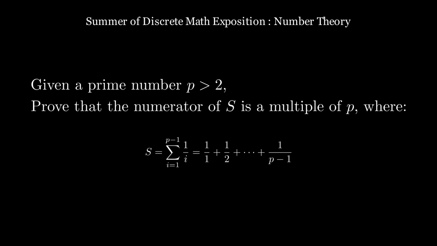Here's a tough question from number theory. Given a prime number p that is greater than 2, prove that the numerator of s is a multiple of p. Here, s is the sum of 1 divided by 1, plus 1 divided by 2, plus 1 divided by 3, and so on, up to 1 divided by p minus 1. I'll give you a moment to pause the video and think about this.